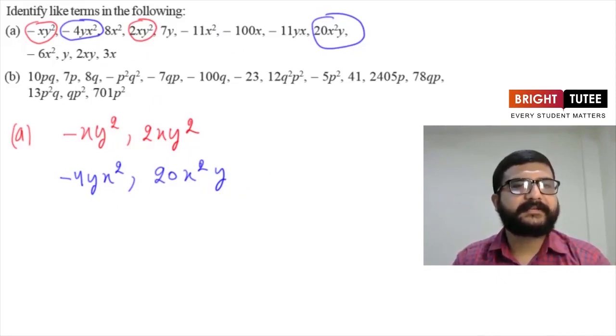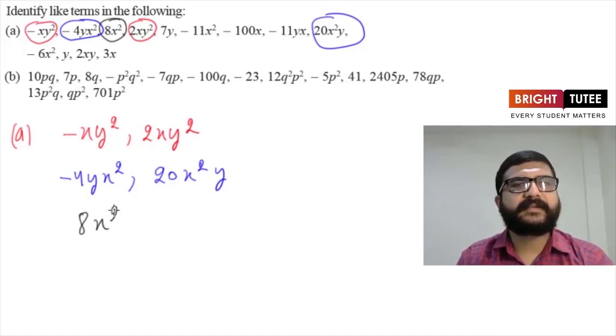For that we can write 8x square. This is the first term, 8x square. Now let us see the terms which are having algebraic factors as x into x. So it will be minus 11x square. So the second term is minus 11x square.